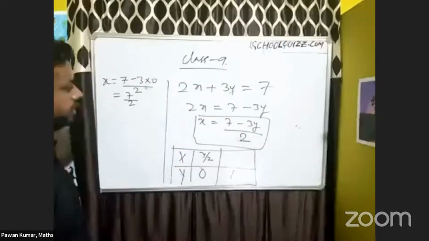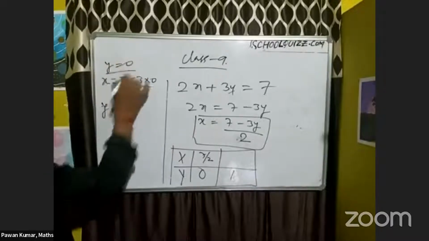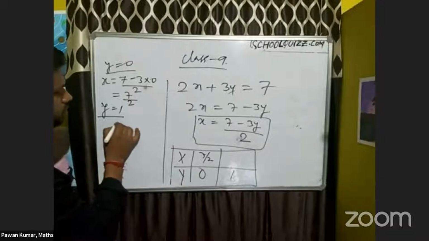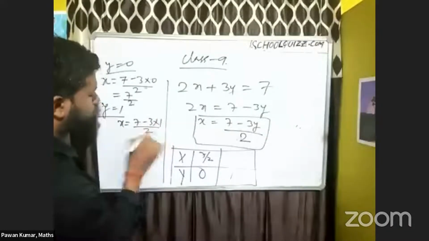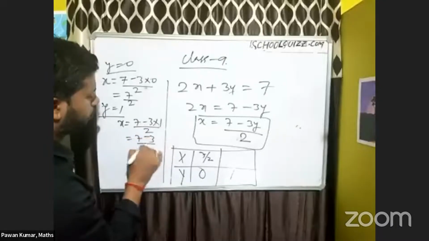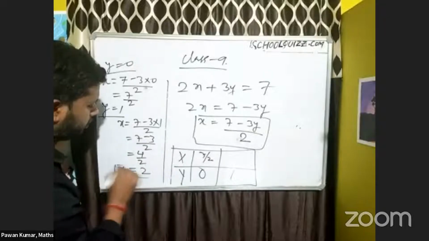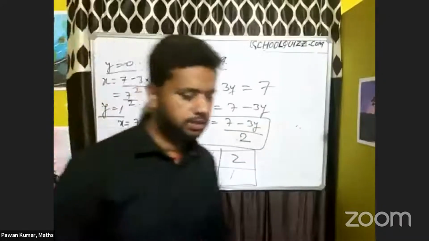Now I take y equals 1. Here with y equals 0, I get x equals 7 by 2. Now with y equals 1, what value will come? So x will be 7 minus 3 into 1, by 2. So 7 minus 3 is 4, 4 by 2. That is how much x value I am getting? 2. So this is the way you have to find the solution in class 9.